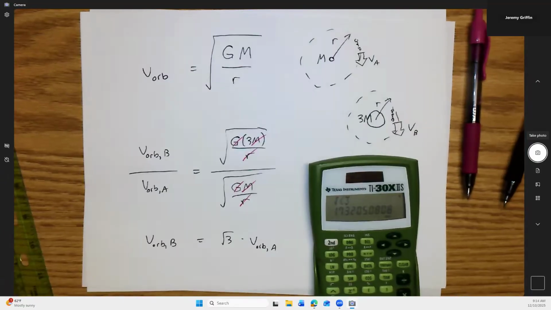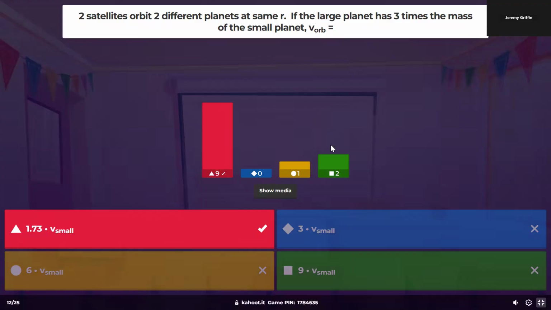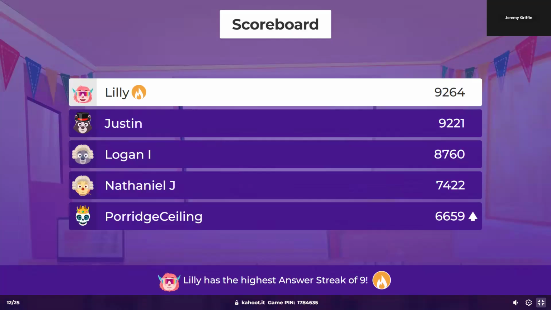That's word. All right. Ford Ceiling, Nathaniel, Logan, Justin, Lily.